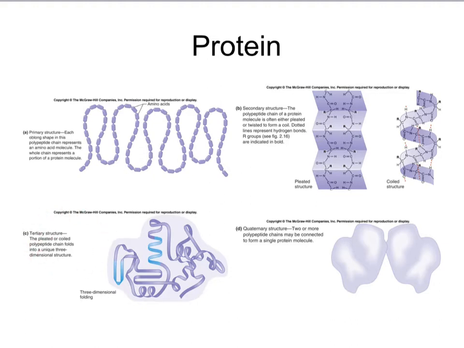where these pleated or coiled molecules will start to, again, be attracted to certain areas on that particular protein. So again, shape is really important here. And then lastly, quaternary structure, where they may interact with other tertiary structure proteins, forming an even larger structure.